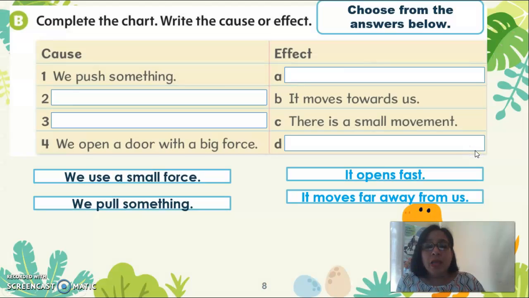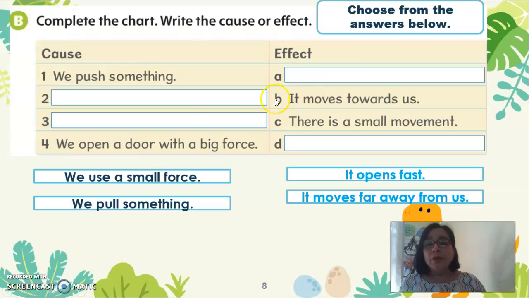Continue. Exercise B. Complete a chart, write the cause or effect. Also, I gave you extra information. It says choose from the answers below. Right here we have 2 causes and right here we have 2 effects. Number 1, we push something. What is the effect? It opens fast or it moves far away from us? Yes, it moves far away from us. So the answer, it moves far away from us, goes in the letter A.